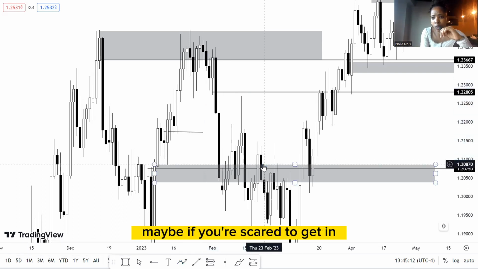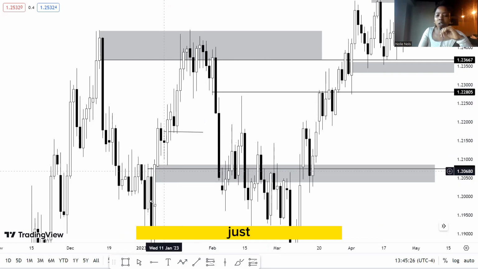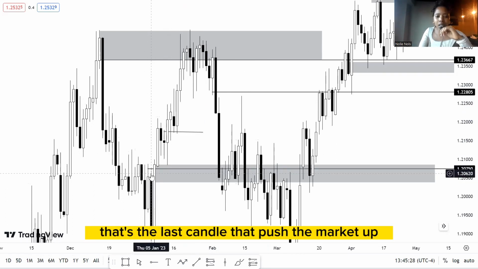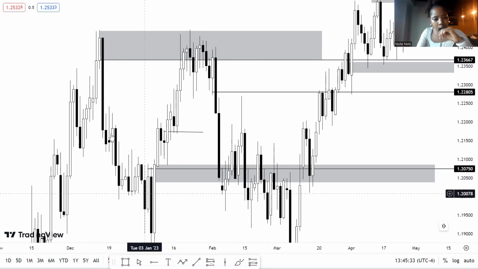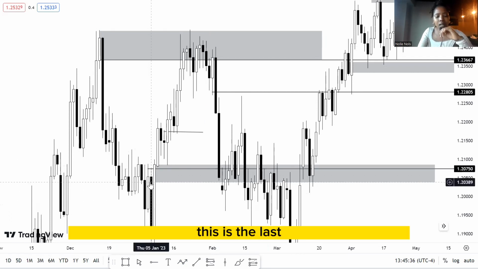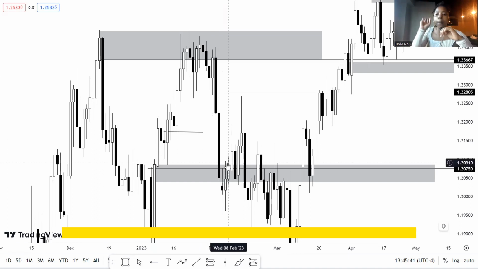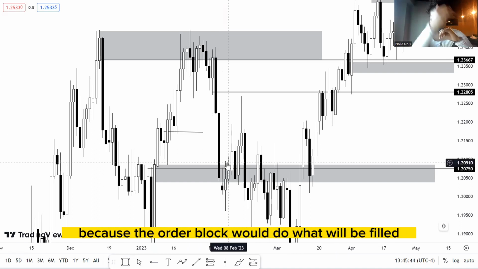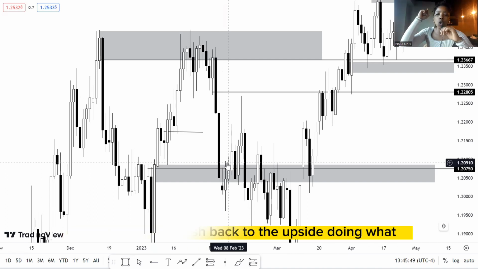Maybe if you're scared to get in or you're new to trading, you won't understand what to do. But remember the order block, your support, is still open. That's why every time the market pushes up, just be ready with your candle. That's the last candle that pushed the market up. That's the order block. The same as here, this is the last candle that pushed the market down. That's the order block. So here, this is the last candle that pushed us to the upside. Therefore, if you couldn't have a retracement here, it's okay, because the order block will be filled, and then it will push back to the upside.